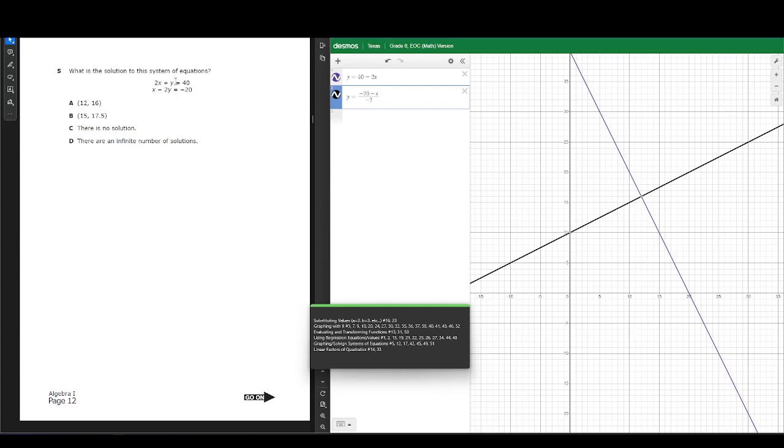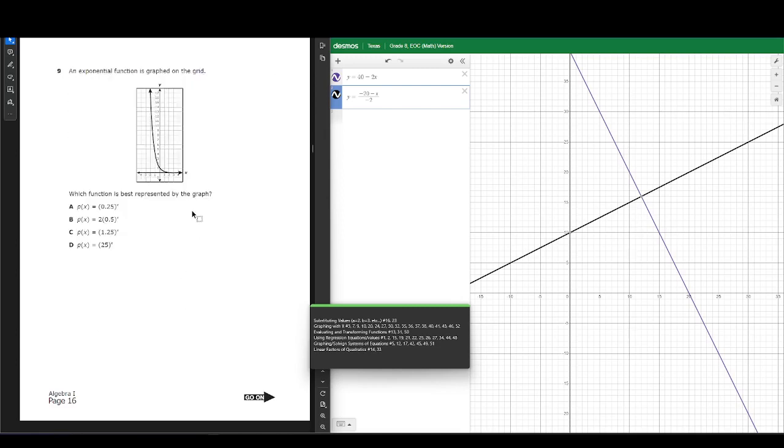So systems, whether they're written out in a format for you to do substitution and elimination, or whether they're already a graph, are very easily solved by graphs. Next thing I want to look at is evaluating and transforming functions.